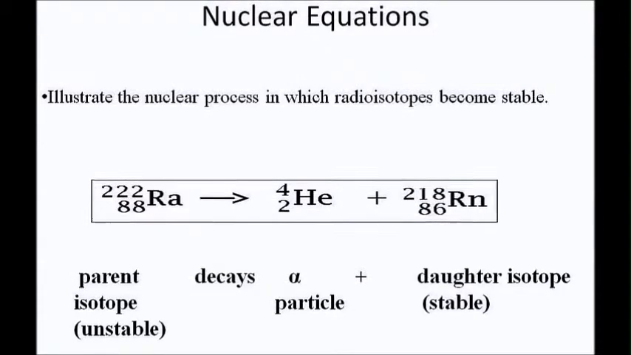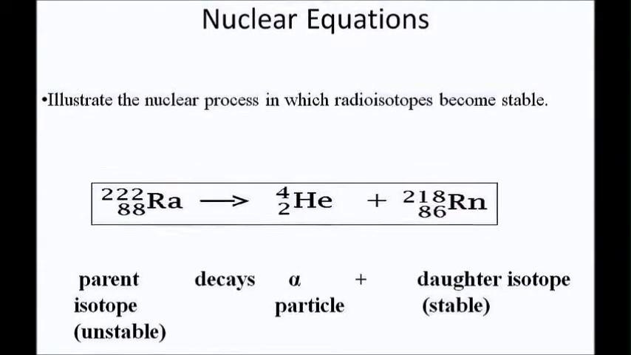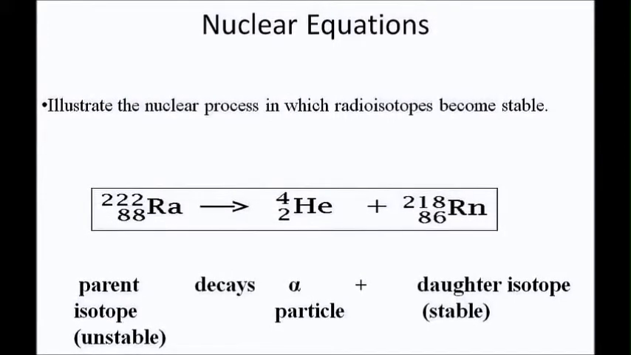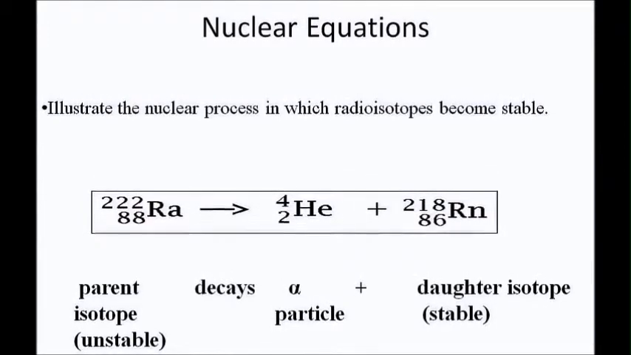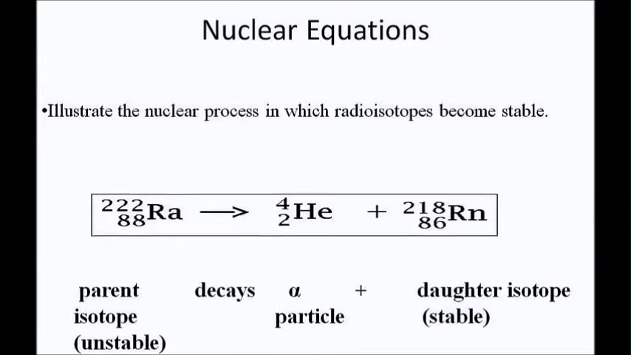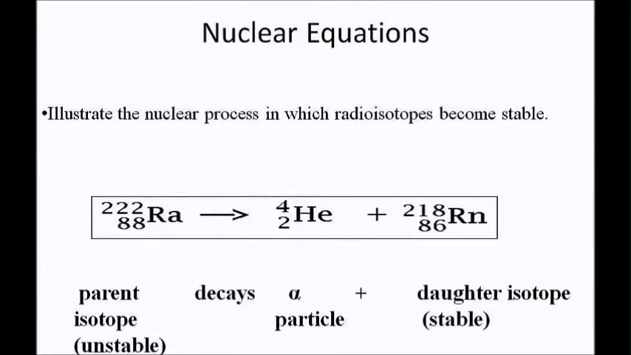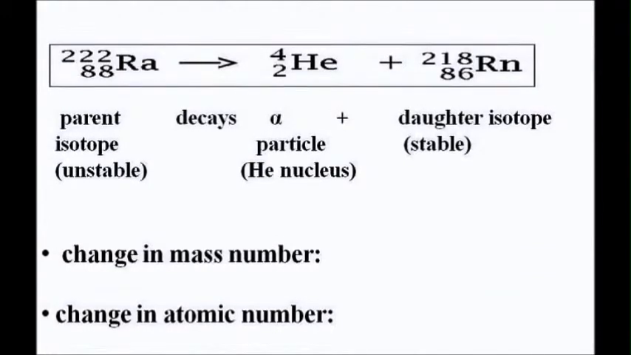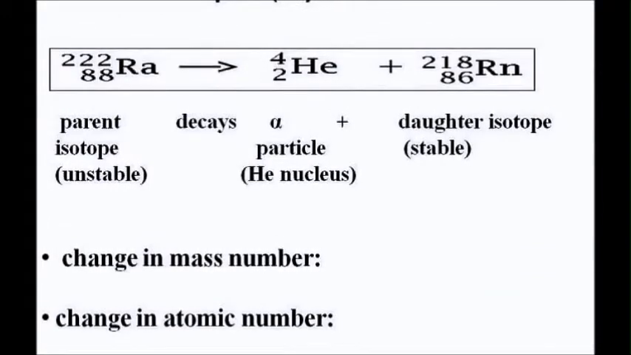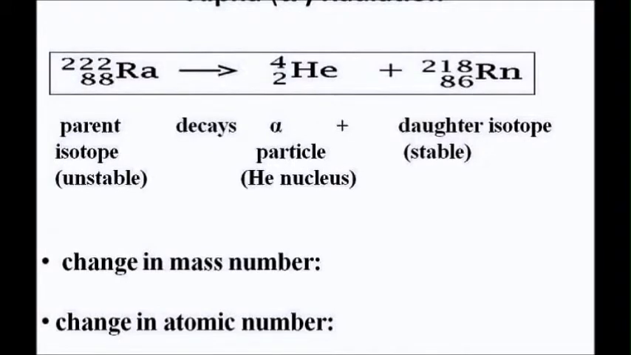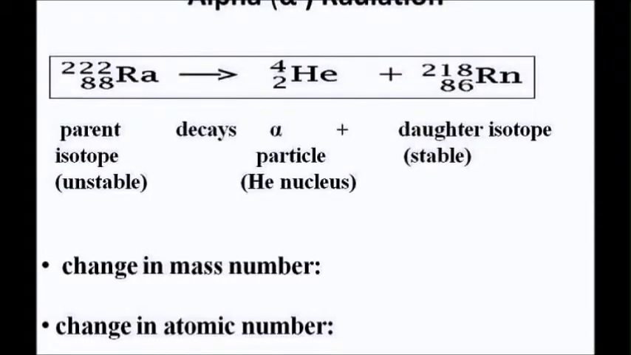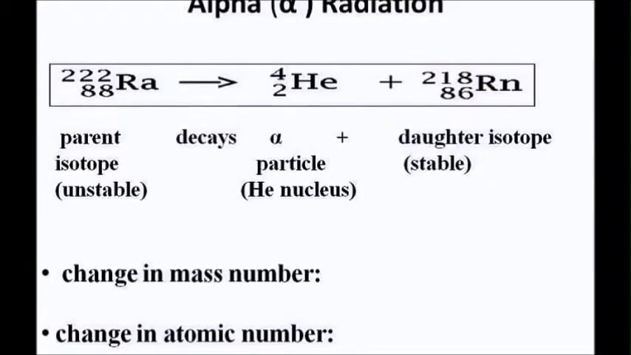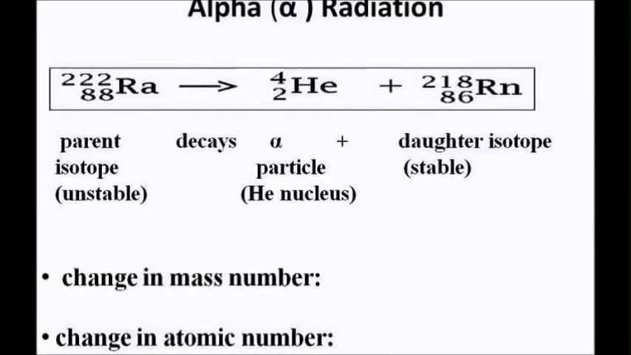In this example, we see the parent isotope, radium-88, undergo alpha decay, that is 2 neutrons and 2 protons, to the daughter isotope, radon-86. This reaction is spontaneous because it results in a more stable element. We can see that we have a new element and a helium atom from the reaction. With a change in mass number of 4, 2 neutrons and 2 protons, the 2 protons would cause a decrease of 2 in the atomic number.